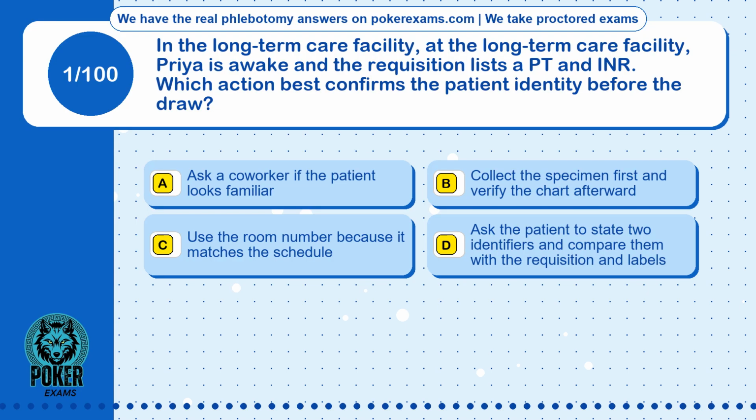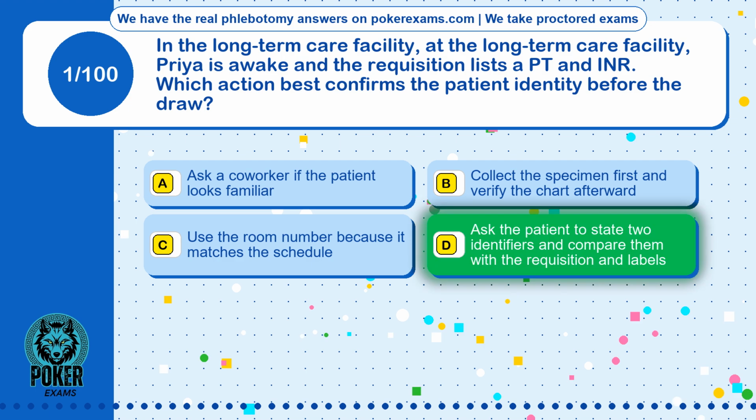Question 1. At the long-term care facility, Priya is awake and the requisition lists a patient and INR. Which action best confirms the patient identity before the draw? Option A. Ask a co-worker if the patient looks familiar. Option B. Collect the specimen first and verify the chart afterward. Option C. Use the room number because it matches the schedule. Option D. Ask the patient to state two identifiers and compare them with the requisition and labels.